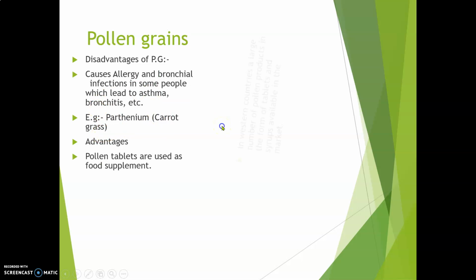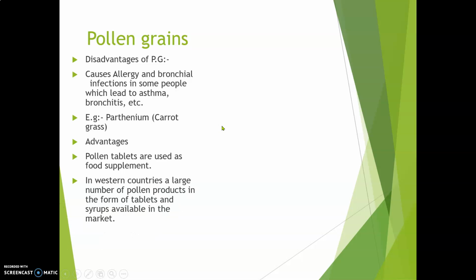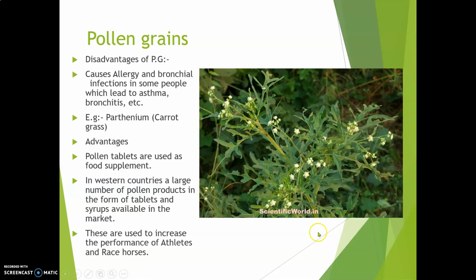Now, advantages of pollen grains. As you all know, pollen grains are obviously a very important part of reproduction, but other than this, they're also used in the form of tablets for food supplement. In Western countries, a large number of pollen products in the form of tablets and syrups are available in the market. These are used to increase the performance of athletes and race horses. This is the Parthenium or carrot grass we were talking about, and the pollen grains of this carrot grass are highly allergic.